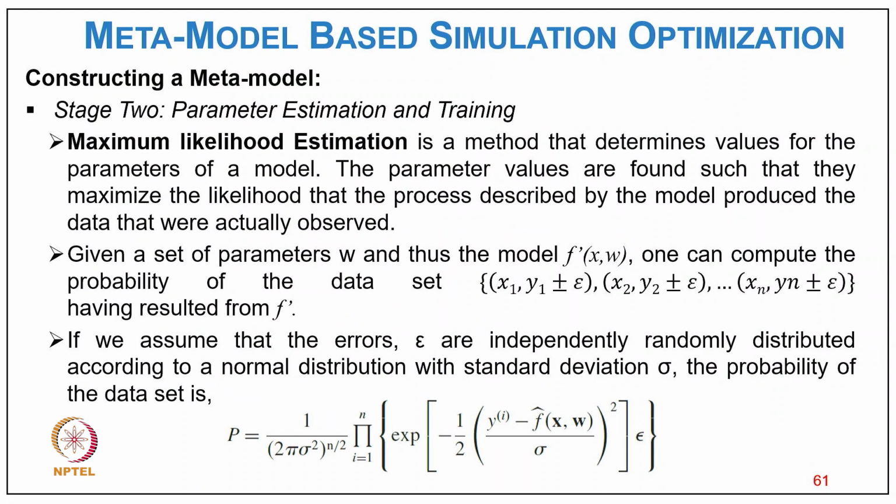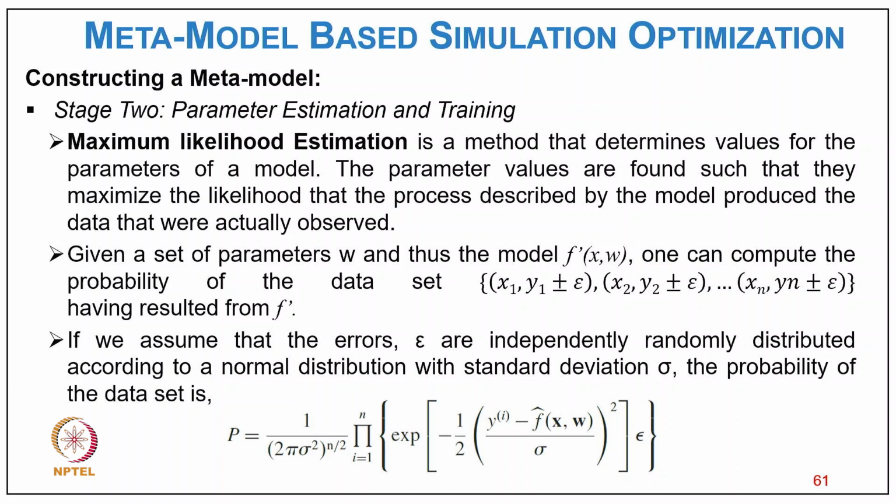Now coming to stage 2, parameter estimation and training. Maximum likelihood estimation is a method that determines the values of the parameters of a model. The parameter values are found such that they maximize the likelihood that the process described by the model produced the data that were actually observed. Given a set of parameters w and the model f as a function of x and w, one can compute the probability of the data set, (x1, y1 plus minus eta), (x2, y2 plus minus eta), up to (xn, yn plus minus eta), having resulted from f.